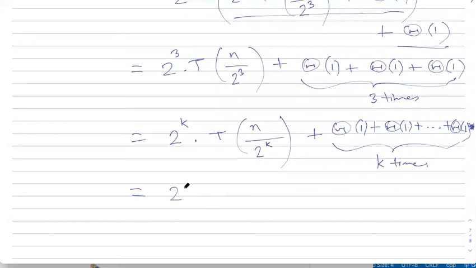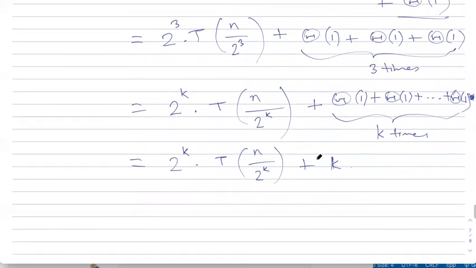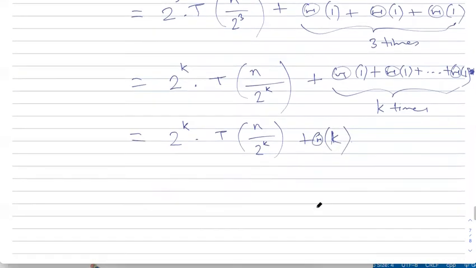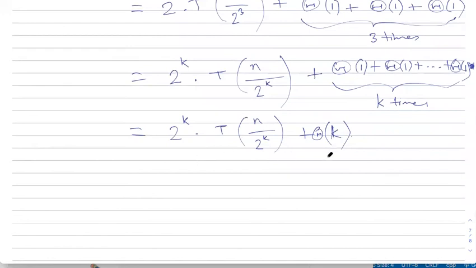So what does this mean? This means 2 to the power k times n by 2 to the power k plus k, because it's 1 plus 1 plus 1 plus k times, so that becomes k. Or if you like, you can even put this in theta notation. That's fine. Okay, so now where do we go from here?